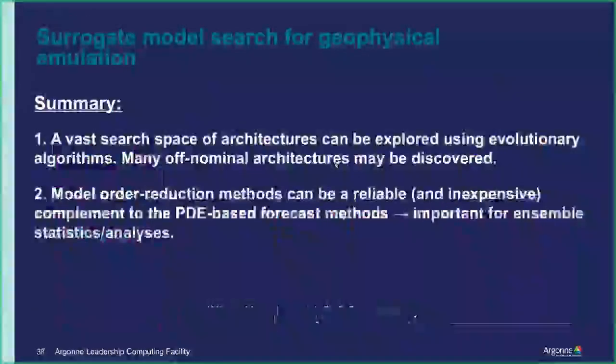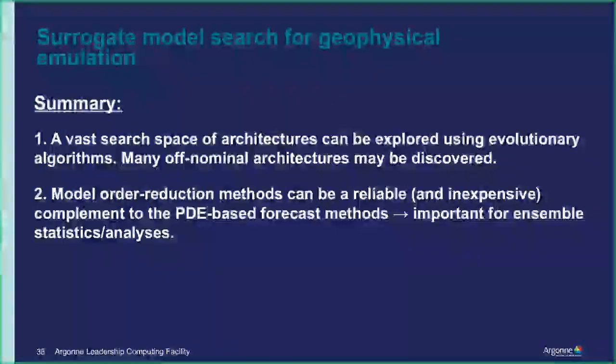Okay, so in summary, DeepHyper makes it easy for you to search for off-nominal architectures in a vast search space. So if you have any tasks that could benefit from this, keep that in the back of your mind. And also model order reduction methods can act as a pretty nice complement to these PDE-based geophysical forecasting methods. So we could potentially see uses for this in ensemble statistics and analysis.